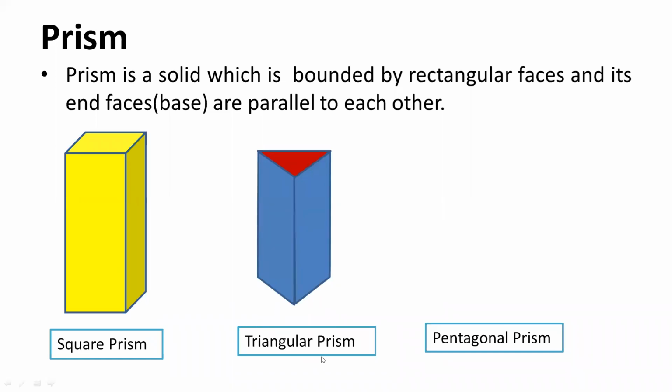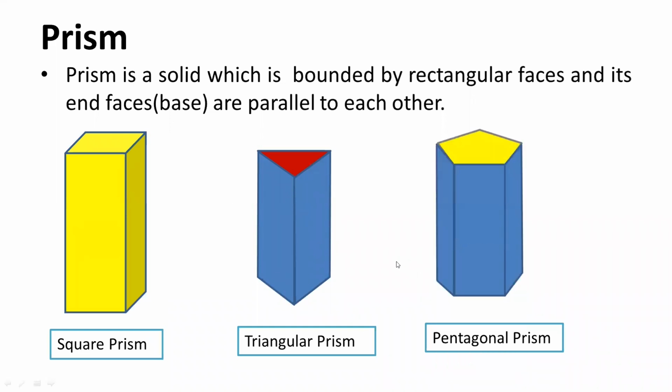The second prism is a triangular prism. So for the triangular prism, its base will be a triangle. Okay. Faces will remain rectangular. And for the pentagonal or the hexagonal prism, its base will be a pentagon or a hexagon. Okay. So these are some examples of the prism. So for the prism, you should remember its faces are in rectangular shape. Okay.